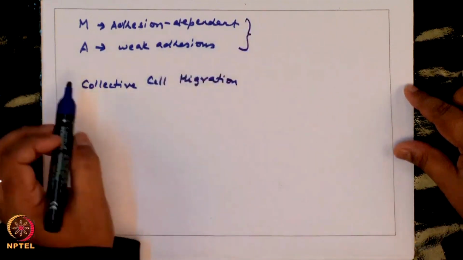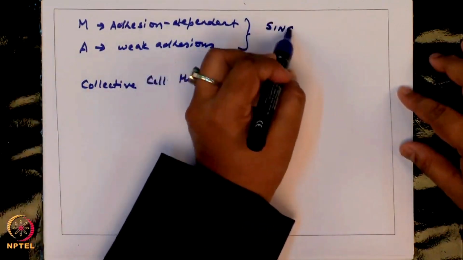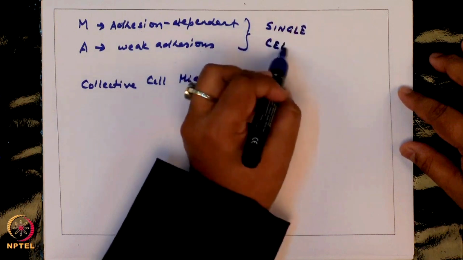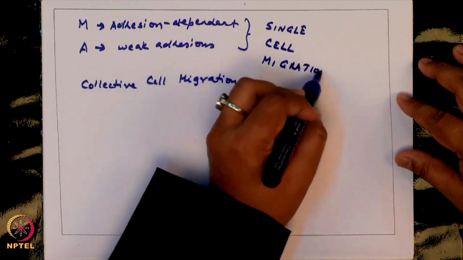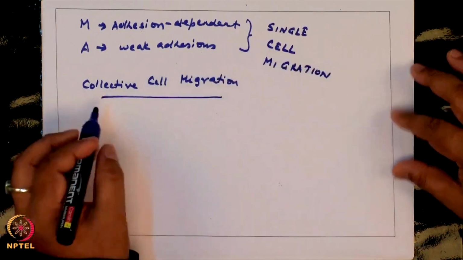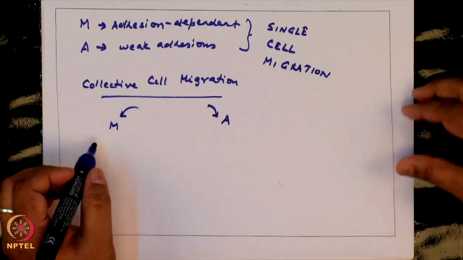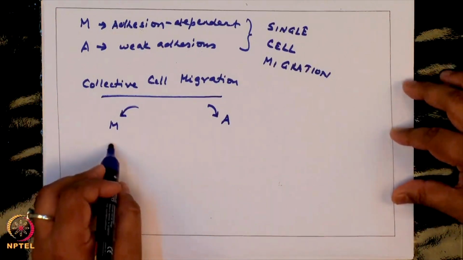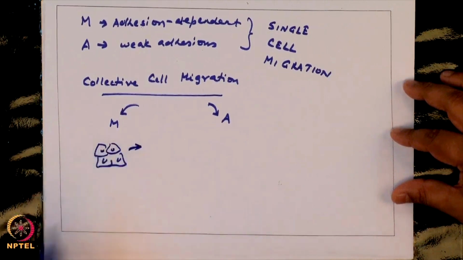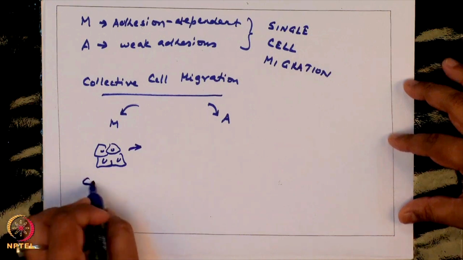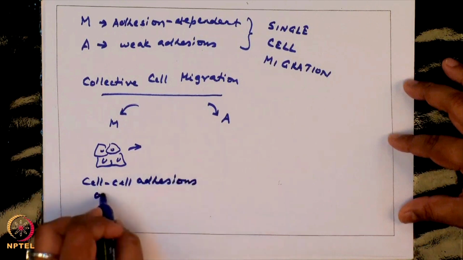In both the mesenchymal and amoeboidal modes of migration, I was essentially talking about single cell migration. So there are two different modes of single cell migration. Collective cell migration can again be mesenchymal or amoeboidal. In collective cell migration, you have groups of cells, multiple cells, which move together. In this case my cell adhesions are intact.